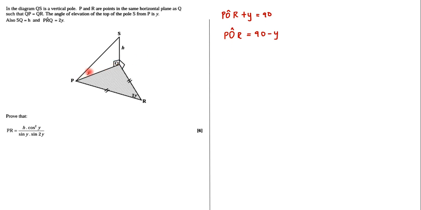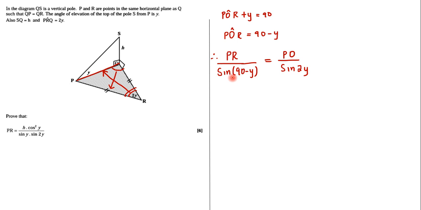So now if you go back into what we had, we know what PO is and we know what this angle is. So PO is linked to that angle right there, and then we're going to link PR with this angle, using the sine rule, right? So therefore we can now say PR over sine POR, which is 90 minus y, equals PO over sine 2y. So this can also work.